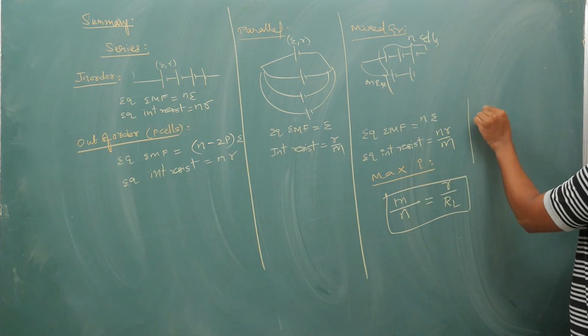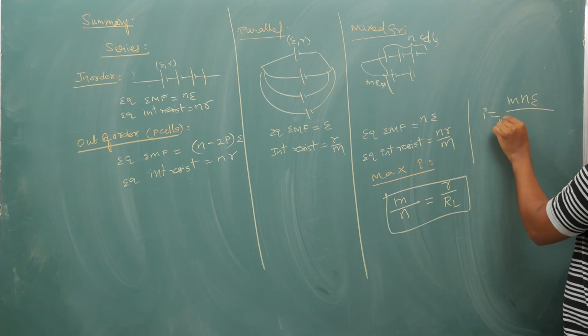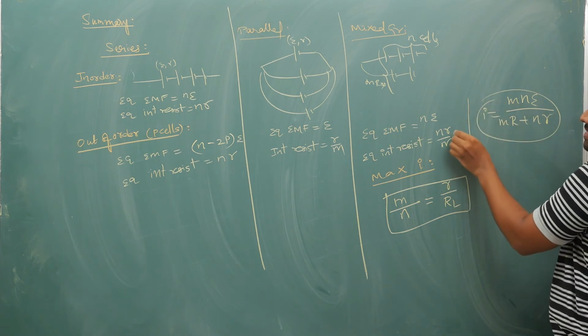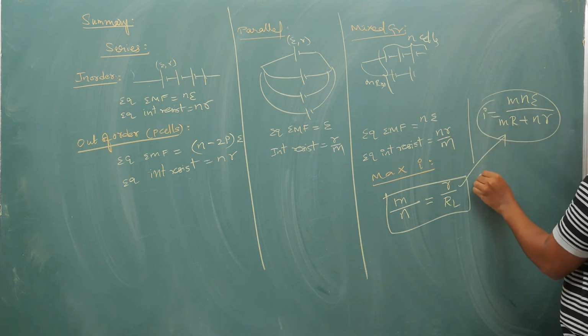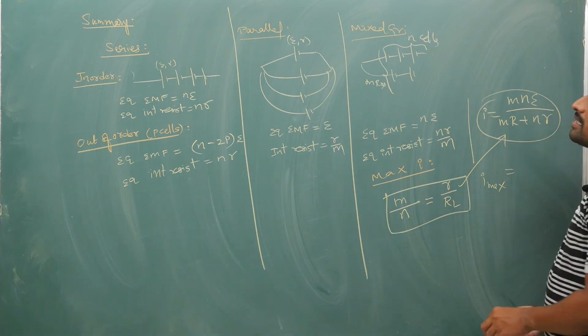How much is the maximum current? Substitute this condition into the original equation. Here the current value is I is equal to mn into E by (M times capital R plus N times small r). So check this condition and substitute it into this to get the I max. I think you will get N E square by 2R or something. Check it in the book.